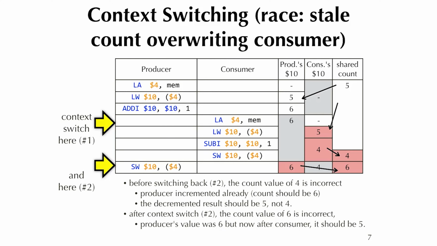And so the producer thinks, well, I wanted to increment because I just produced something. It was 5 before. I loaded 5 from memory into a register. I updated it already in the register. I haven't written it back, right? And now, oops, consumer takes control. What does the consumer see? Does the consumer see 6?